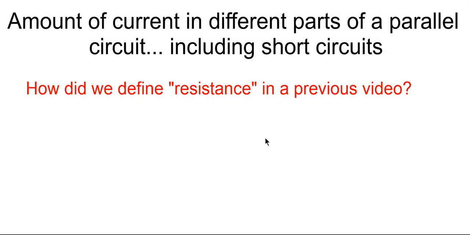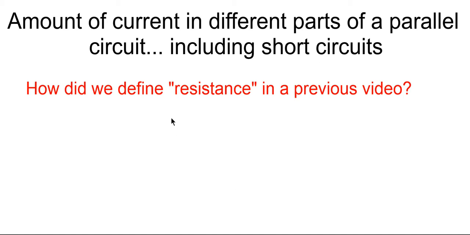From previous videos, we already know that the amount of current is not the same everywhere in a parallel circuit. There's more in some places and less in others. I want to look at where there will be more and why in this circuit, and probably in this video, including a thing called short circuits. I want to look at those.